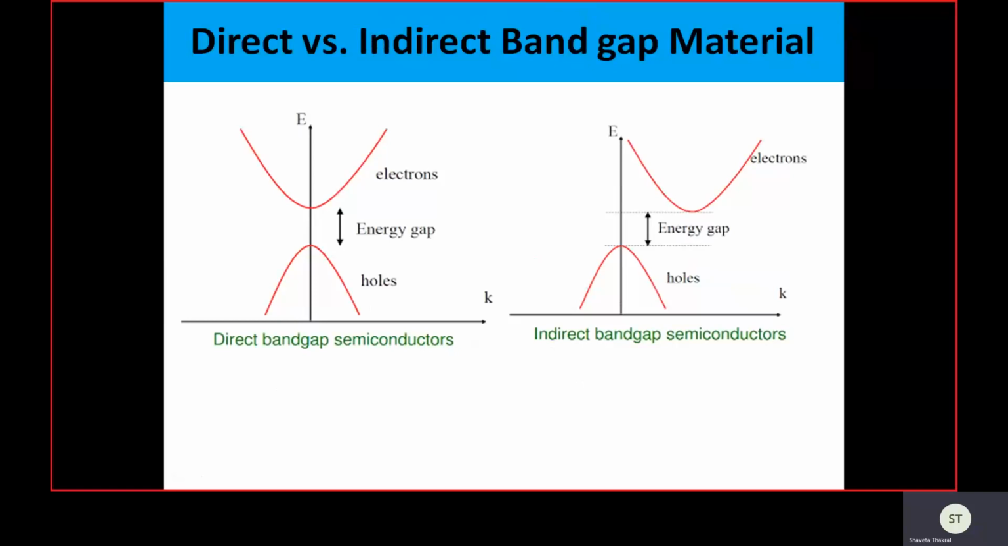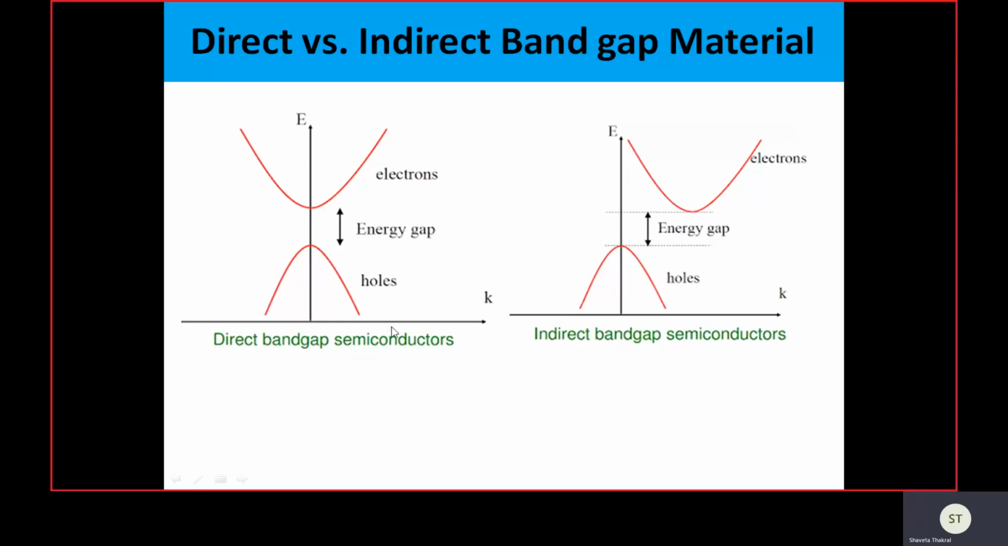We have two types of material. One is the direct band gap material and the other is the indirect band gap material. In the indirect band gap material, the valence band and the conduction band are misaligned, so here the energy is released in the form of heat. Usually the silicon or germanium material that we use in the ordinary PN junction diode consists of indirect band gap material.